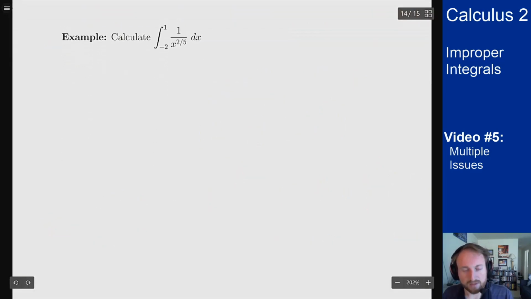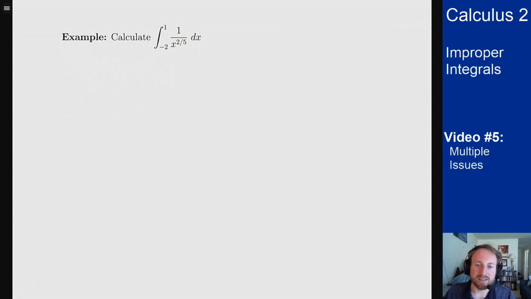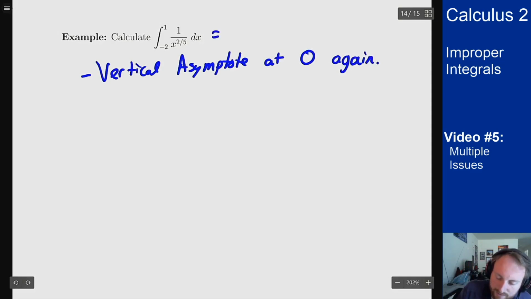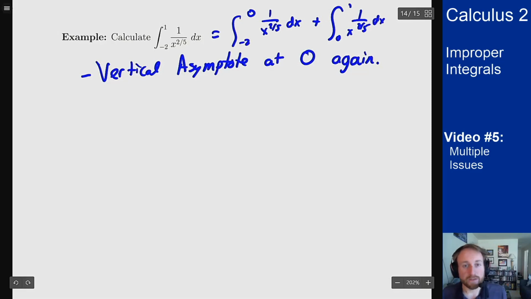There are other examples like this one where we'll see a different result. So this one here, you could directly integrate and you'd be like, oh, I'm good. But this is improper as well because of the vertical asymptote at 0. What do I do? I split this up. So I can split it up as the integral from minus 2 to 0 of 1 over x to the 2/5, plus the integral from 0 to 1 of 1 over x to the 2/5. And now I'll work these two out separately.